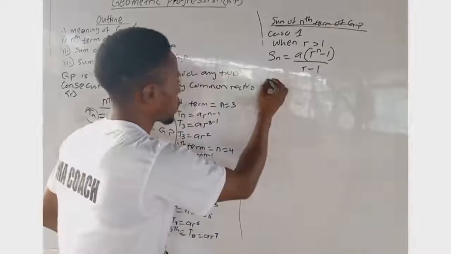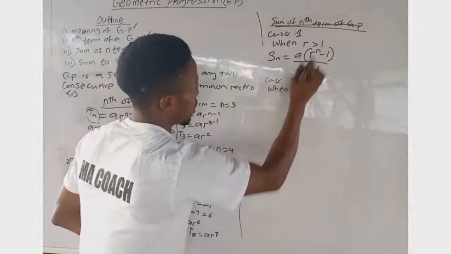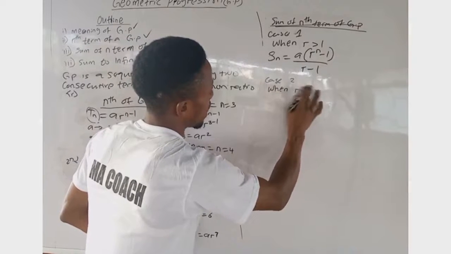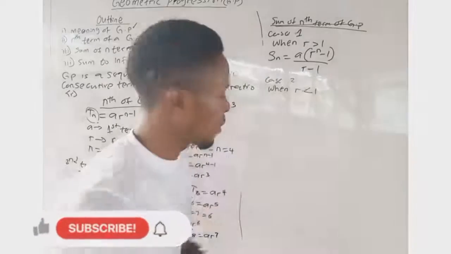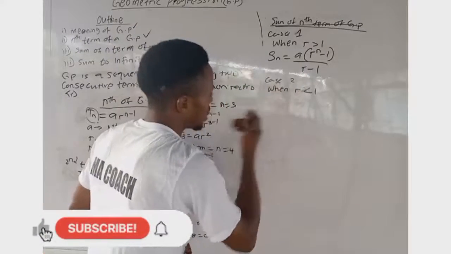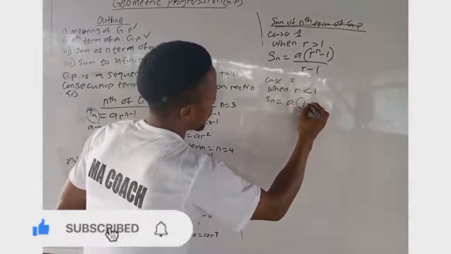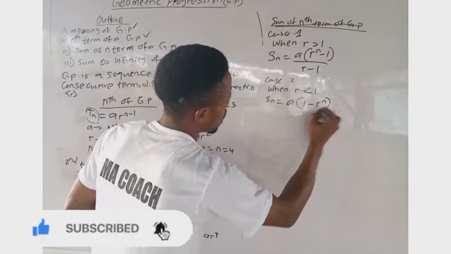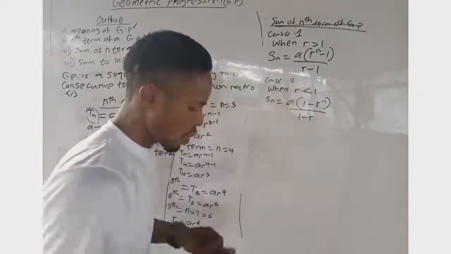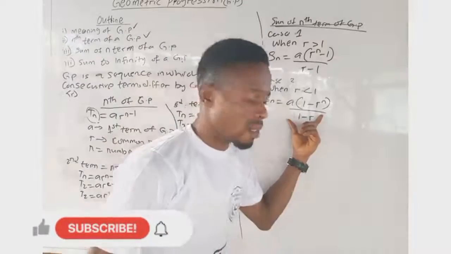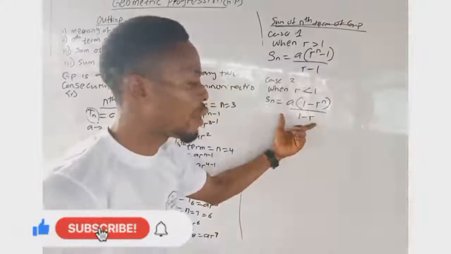And the case 2, when r is less than 1, when the common ratio is less than 1. So the sum of a GP, the formula is given as a into brackets 1 minus r to the power n, close brackets, over 1 minus r. So this is the formula to calculate when the common ratio is less than 1. This is the formula you use.